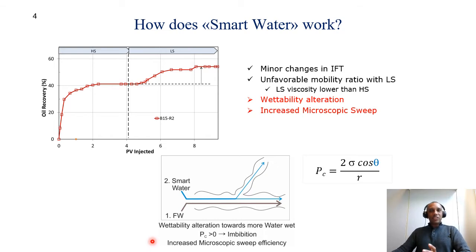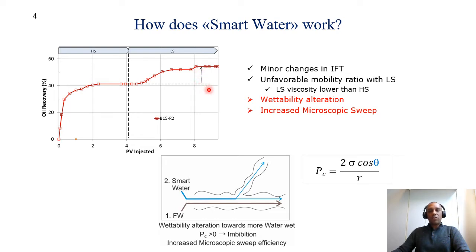But how does smart water work? Here you can see an example where a non-optimized brine is injected into a system and 40% of the original oil in place is recovered. Then we introduced a low salinity brine, which happens to be a smart water in sandstones, and we can obtain approximately 10% more.